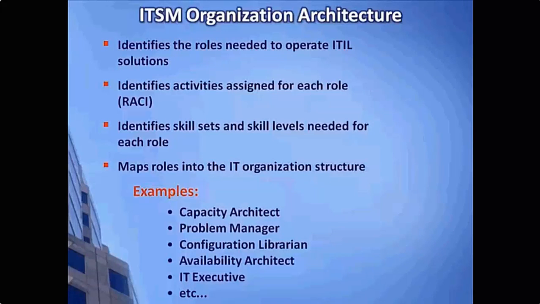So for example, a role of, say, a capacity architect or a problem manager or a configuration librarian, once we have a definition of what those are and what the responsibilities of those roles are, then we simply just map that back to your organization. So for example, you may in your organization have somebody called Computer Analyst 3, and it's been determined that a Computer Analyst 3 is going to take on the roles of, let's say, configuration librarian and capacity architect, just for examples.